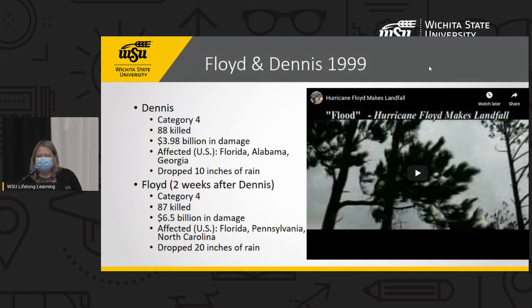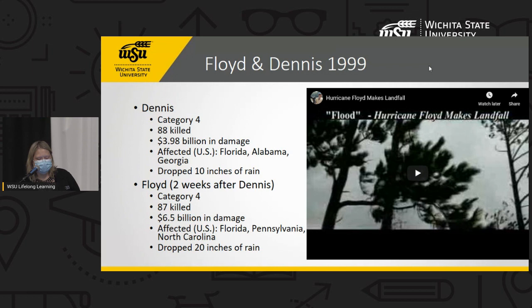Now with Floyd, it came and it just stayed. It didn't move out quickly like most hurricanes and storms do. It just sort of stuck. And it dropped over 20 inches of rain. So remember, you're dropping 20 inches on top of 10 inches. And that's why this one is historic and noteworthy.